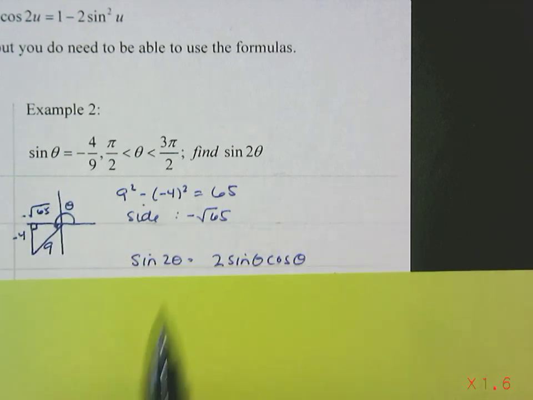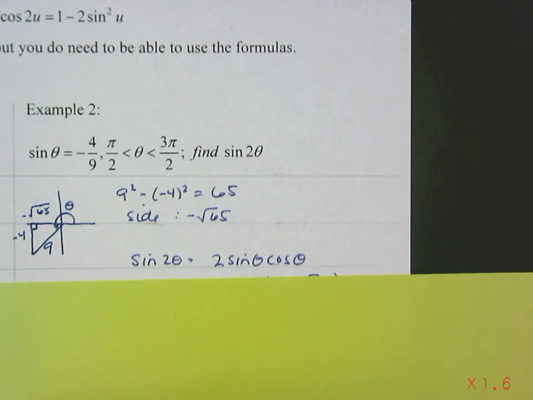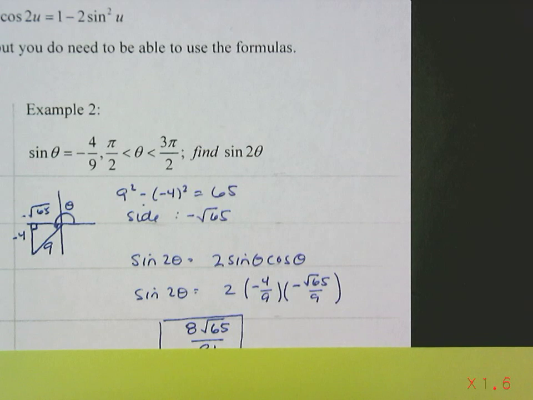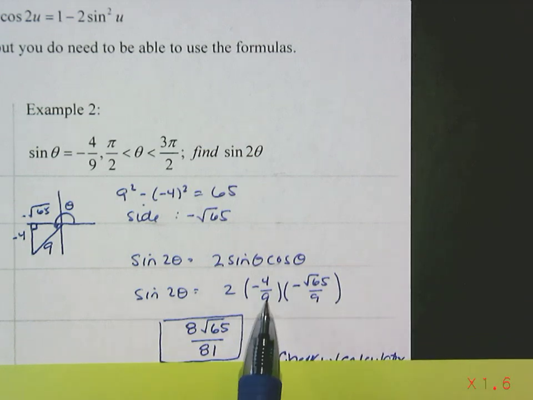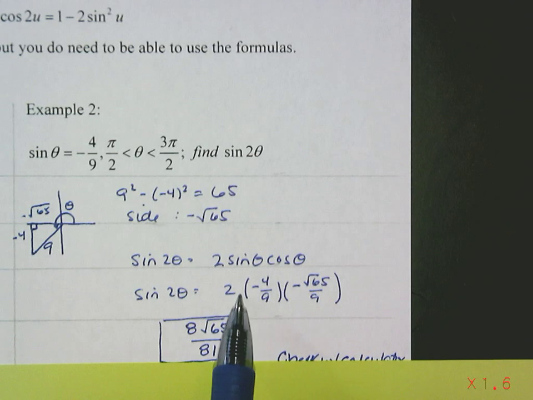Then I just write the formula again. So sine of 2 theta is equal to 2 sine theta cosine theta. I replace sine theta with negative 4/9 from looking at my diagram. And I replace cosine theta with negative square root of 65 over 9 using my diagram. Then I'm just going to go ahead and multiply. Negative 4/9 times negative square root of 65 over 9 gives me a positive 4 square root of 65 over 81, and I have to double that. So 8 square root of 65 over 81.